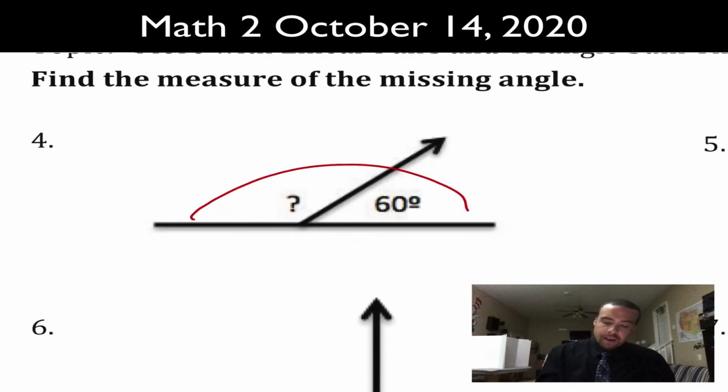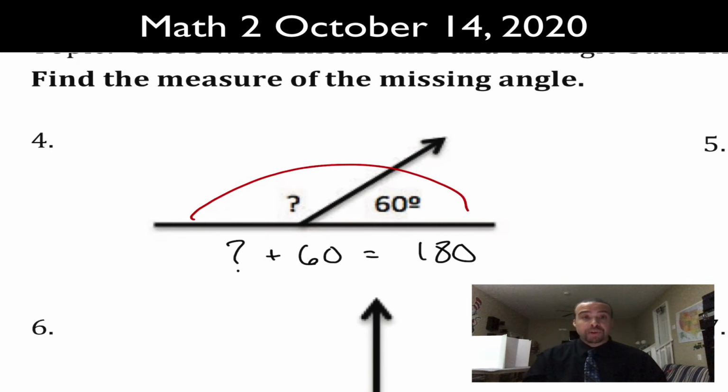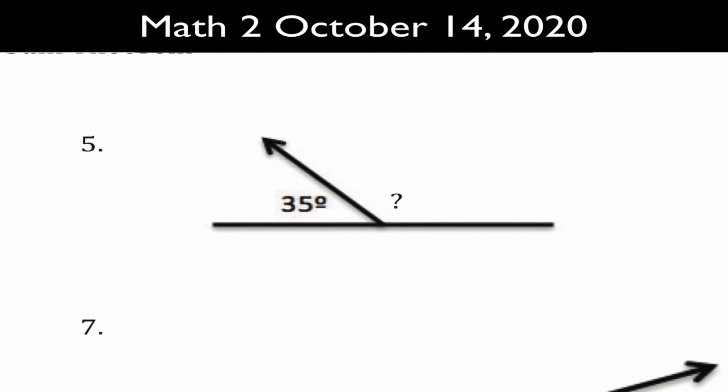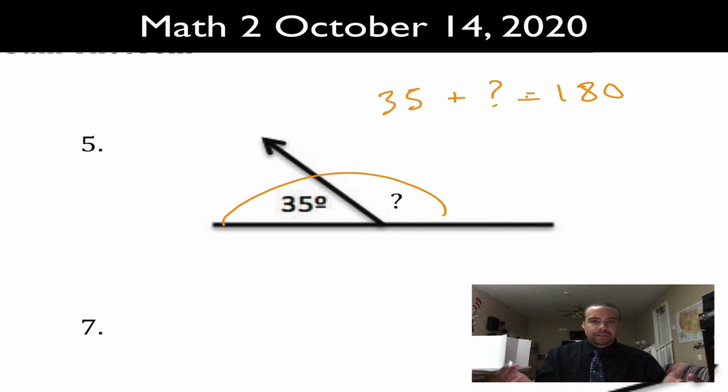Number 4, if you know that all of this is 180, then to set up your equation, and I know you already know this, but let's set it up. Question mark plus 60 equals 180. If I ask you to solve that, you subtract 60 from 180, and you get that this equals 120. Number 5, that same thing. 35 plus question mark equals 180. And we're not going to do this every single time because you should see that we're just subtracting these numbers from 180.